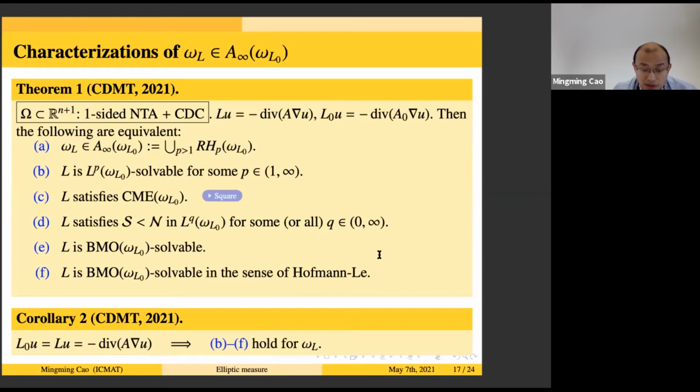In our background hypothesis, we don't know any information about the surface measure. As we said before, ADR implies CDC. In our situation, the surface measure may be bad. Using our theorem 1, we immediately obtain a corollary. If L0 equals L, the Radon-Nikodym derivative of omega L with respect to omega 0 equals 1, then omega L is in A infinity with respect to omega L. That means item A holds. Then using our theorem, we get the corollary: all the properties B to F hold for omega L.